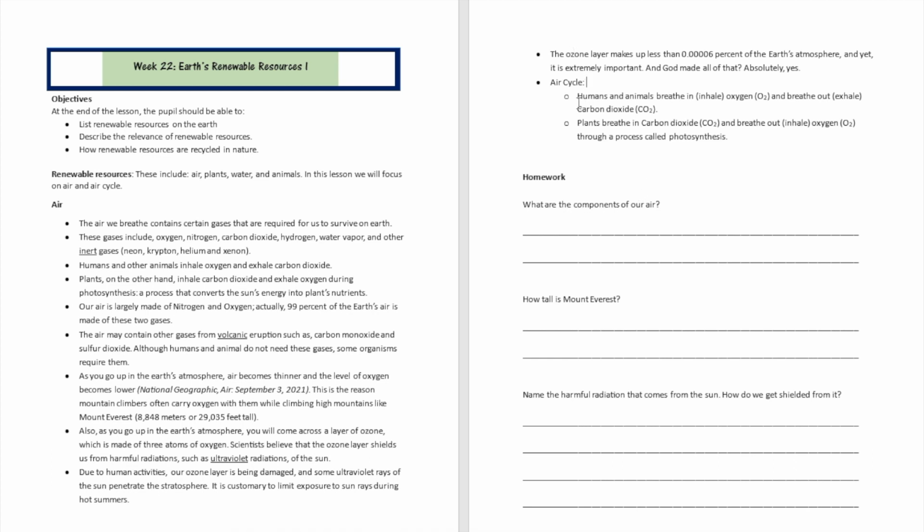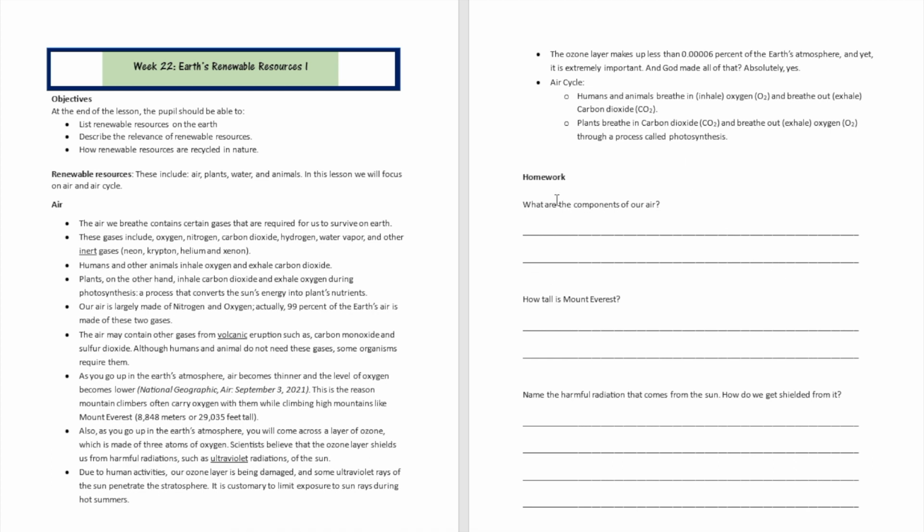The air cycle is what we talked about before. Humans and animals breathe in or inhale oxygen and breathe out or exhale carbon dioxide. Plants breathe in carbon dioxide and breathe out or exhale oxygen through a process called photosynthesis.